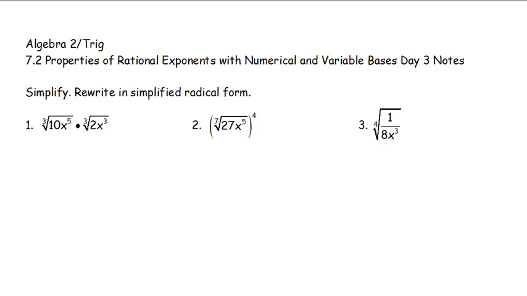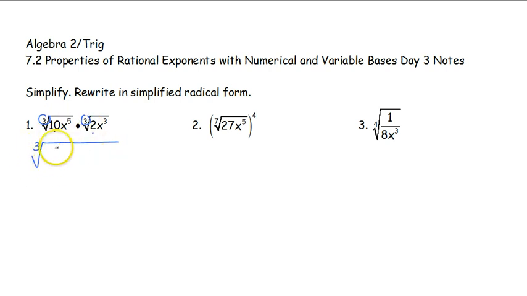Okay, today will be the third and final day of 7.2, and we're going to talk about the rational exponents that have numbers and variables inside of the radicals. So we look at number 1, and we've got the cube root of this whole quantity and the cube root of that whole quantity, and we see that they are sharing the same root. So we're going to combine them together underneath one radical.